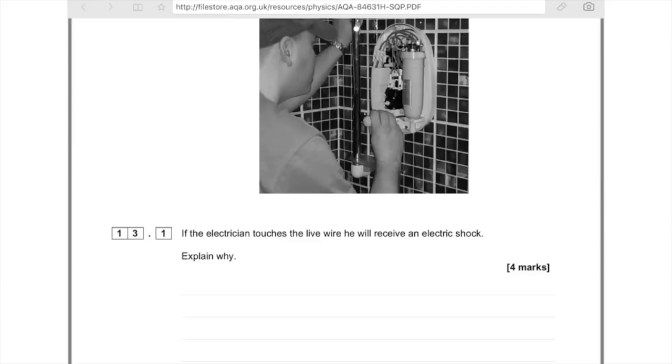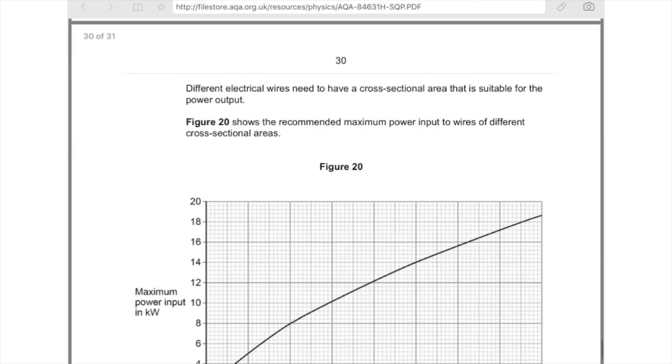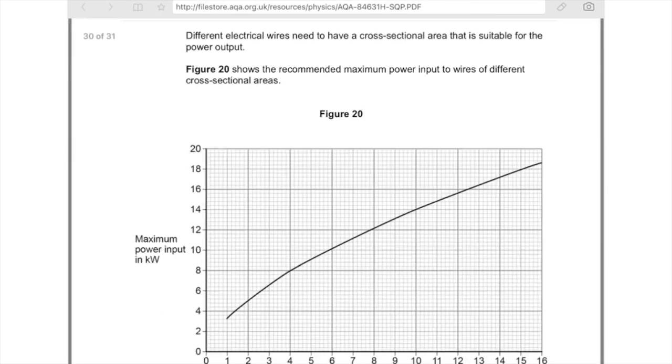Explain why. So this is worth learning this answer off by heart, and this is because the potential or the voltage of the live wire is 230 volts, whereas obviously the electrician isn't charged, so his potential will be 0 volts, meaning that there's a large difference between the live wire and electrician's potential, causing that charge or current to jump to his body.